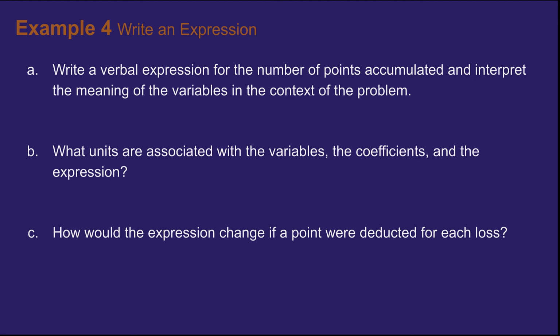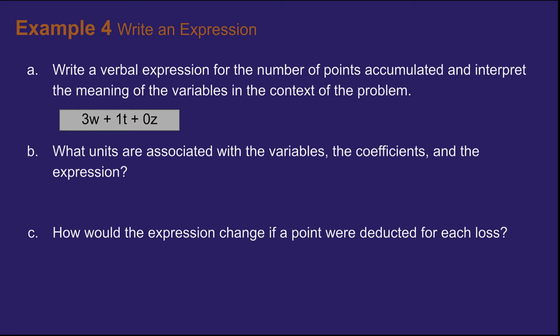Continuing on here, part A: write a verbal expression for the number of points accumulated and interpret the meaning of the variables in the context of the problem. So for this one, we're going to take our W's, our T's, and our Z's, and we need to add them together. However, we need to put the value of each in front. So the wins were worth 3 points, so we would put it as 3W. The ties are worth 1 point, so we would say 1T for a tie. And then 0 points for Z for the losses.